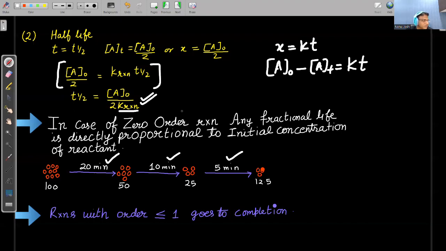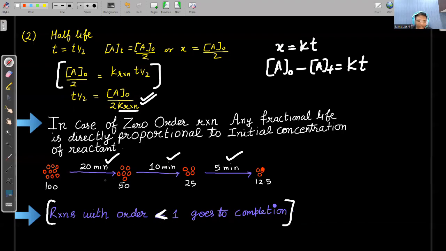So t half is directly proportional to a naught, or exactly t half is equal to a naught upon 2 times of k reaction. अगर कोई भी रिएक्शन जिसका ऑर्डर 1 से कम है, 1 के बराबर नहीं, ऐसी रिएक्शन जिसमें ऑर्डर 1 से कम है, वो सारी रिएक्शंस कंप्लीट होती हैं. जैसे जीरो ऑर्डर रिएक्शन गोज टू कंप्लीशन, अगर ऑर्डर की वैल्यू हाफ है तो भी वो रिएक्शन कंप्लीट होगी. विल डिस्कस आफ्टर सम टाइम.